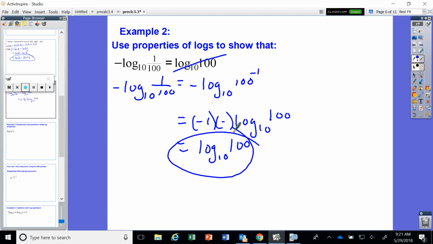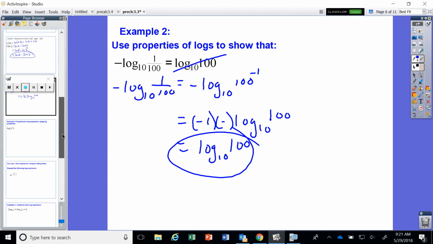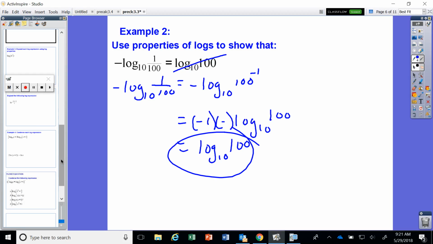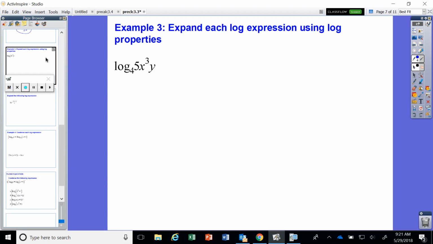All right, let's do another one together, and then I'll have a couple of them for you guys to give a shot on your own. So let's go ahead and expand this log expression using the log properties. First and foremost, guys, we have a lot of multiplication going on: 5 times x cubed times y. All of those represent addition when expanding them out. So this is the same thing as saying log base 4 of 5 plus log base 4 of x cubed plus log base 4 of y, right? That's all of what that means there.